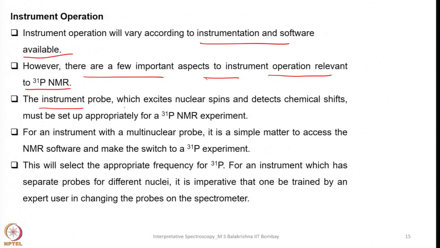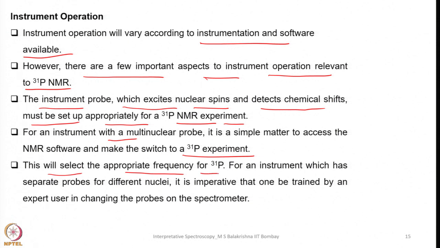The instrument probe, which excites nuclear spins and detects chemical shifts, must be set up appropriately for a 31P NMR experiment. This is very, very vital. Of course, these guidelines will be given. For an instrument with a multinuclear probe, it is a simple matter to access the NMR software and make the switch to a 31P experiment. Again, the technician will guide you in this. This will select the appropriate frequency for 31P. For an instrument which has separate probes for different nuclei, it is imperative that one be trained by an expert user in changing the probes in the spectrometer.